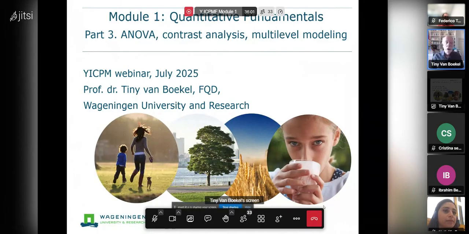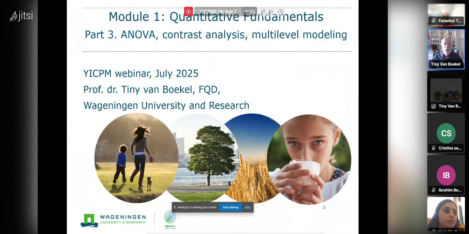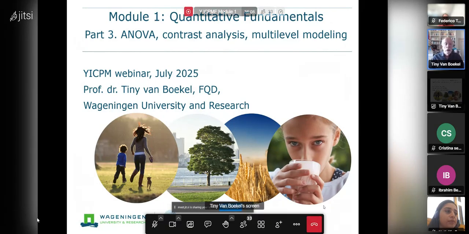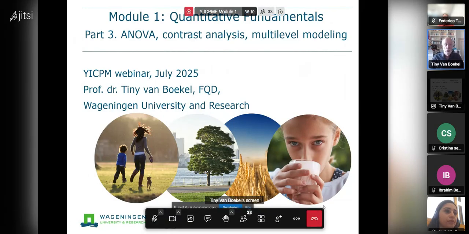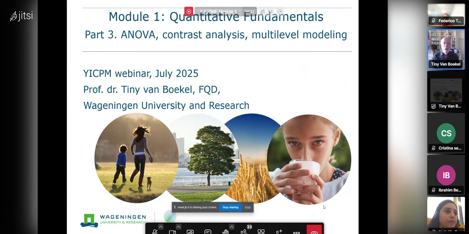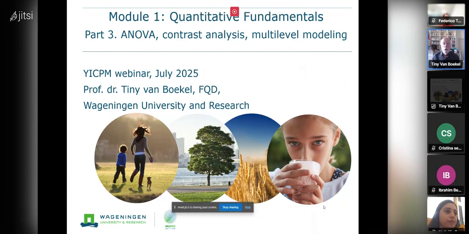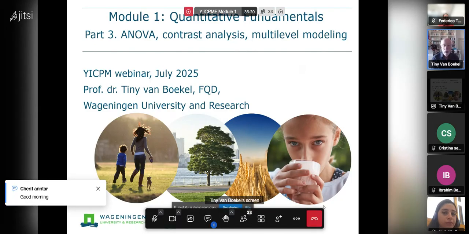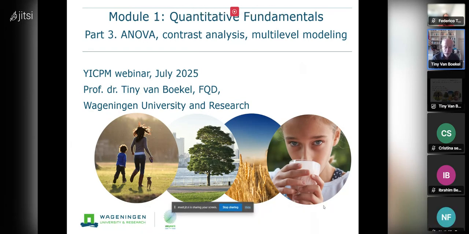Then we'll start the last part of this module, and well, as Federico mentioned already, the topics will be ANOVA, contrast analysis as a sort of alternative to ANOVA. And finally, something that I'm quite enthusiastic about is the topic of multi-level modeling.